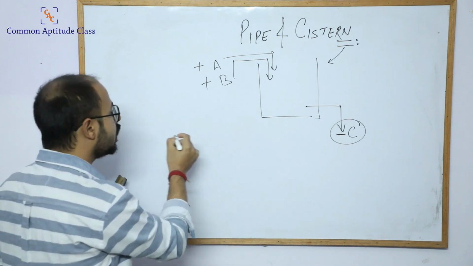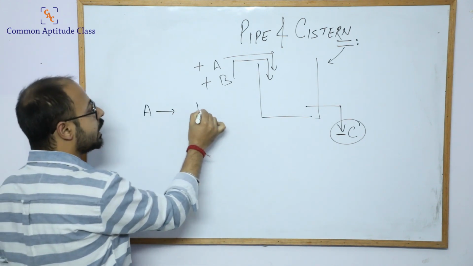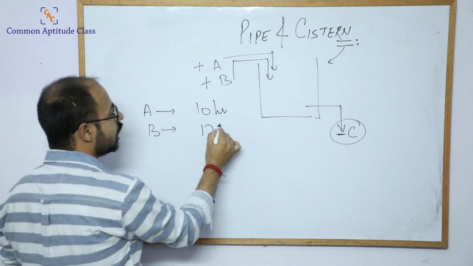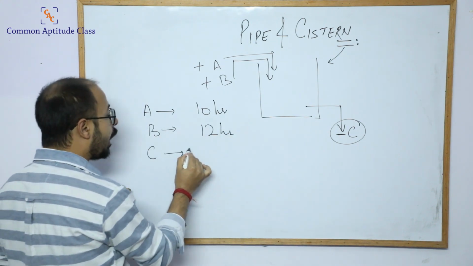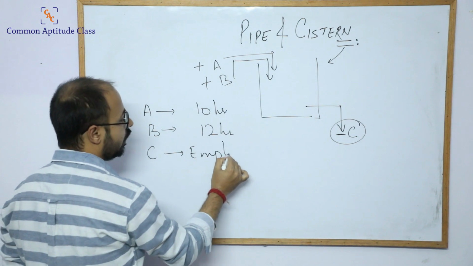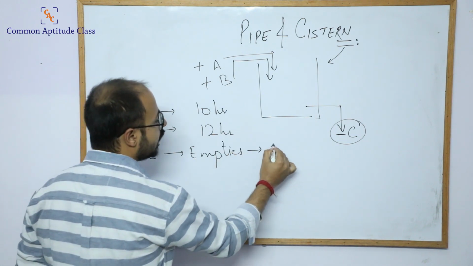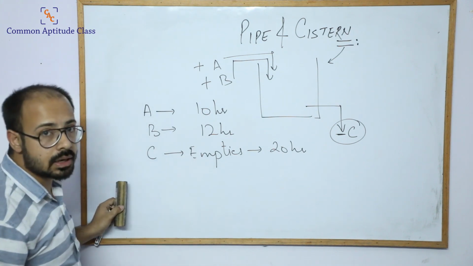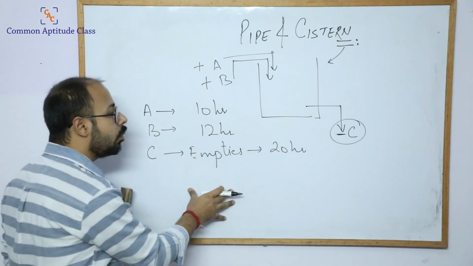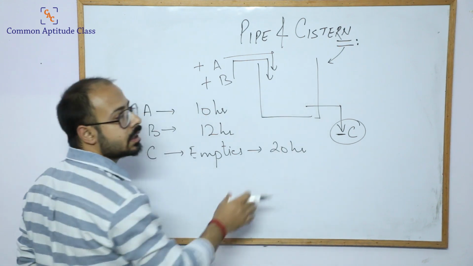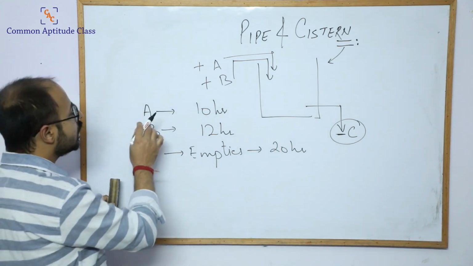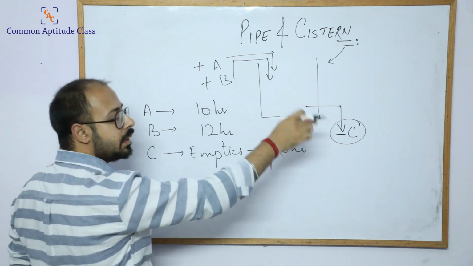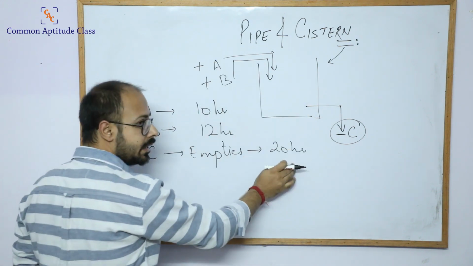So we'll start with the question. Tap A can fill a tank in 10 hours. Tap B can fill the same tank in 12 hours. Tap C empties the tank in 20 hours. If all the three taps are opened simultaneously, how much time will they take to fill the tank? Same rule: A is filling the complete tank, B is filling the complete tank, C alone is emptying the complete tank.